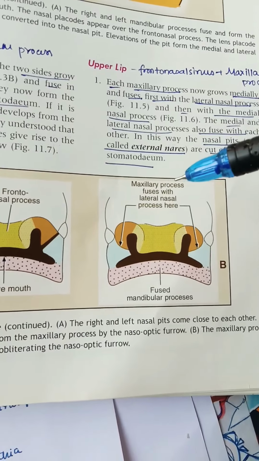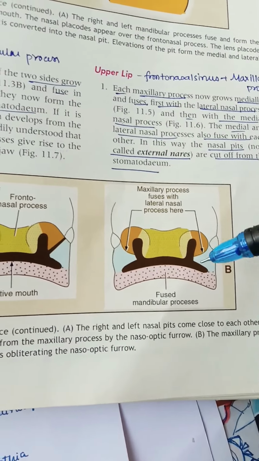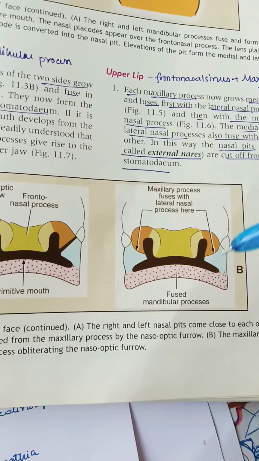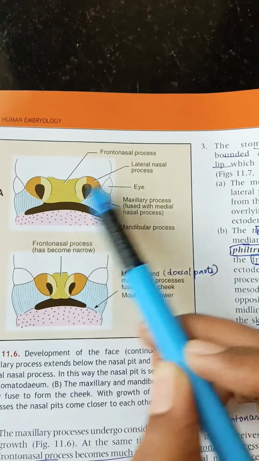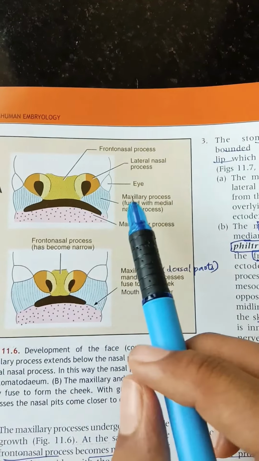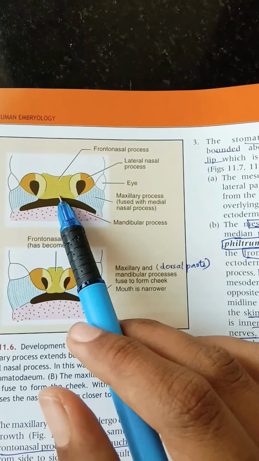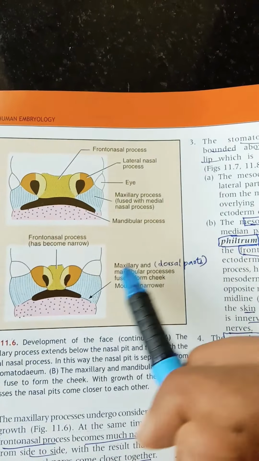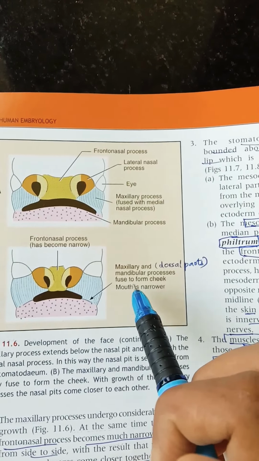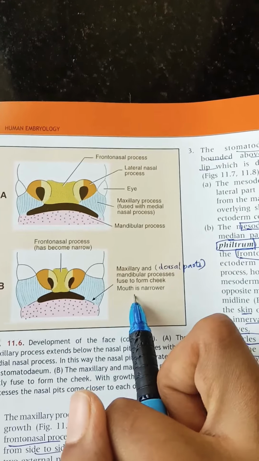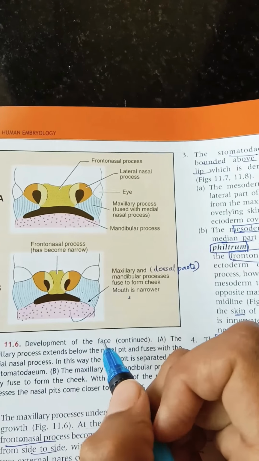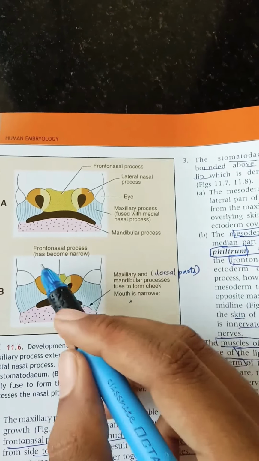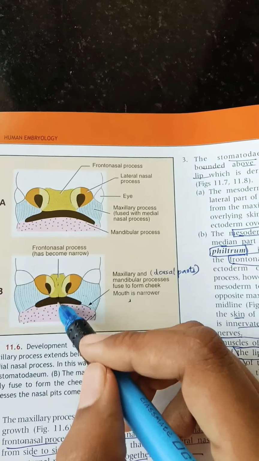So here you can see the maxillary process fuses with the lateral nasal process over here, that is at the junction of our naso-optic furrow, and this is a fused mandibular process. So next what happens, you can see the frontonasal process, lateral nasal process, eye is formed, maxillary process fused with the medial nasal process now, and here the mandibular process. So maxillary and mandibular processes fuse to form cheek. Both are forming together to form cheek. You can see the cheek is forming here. Mainly the dorsal parts fuse to form the cheek, and you can see frontonasal process has become narrow now because of all these developing structures.